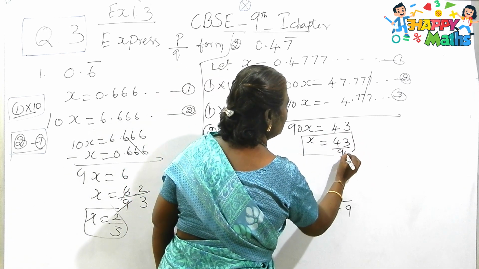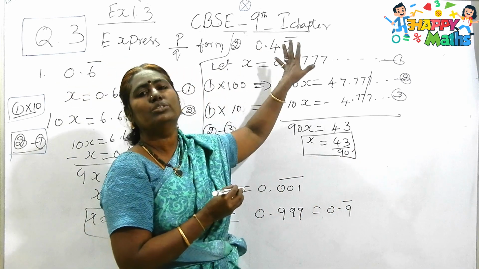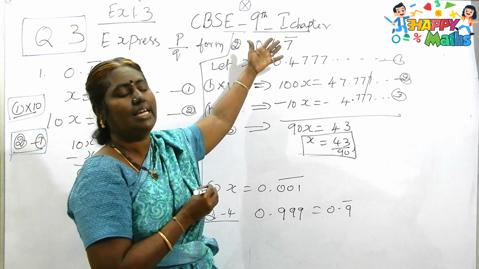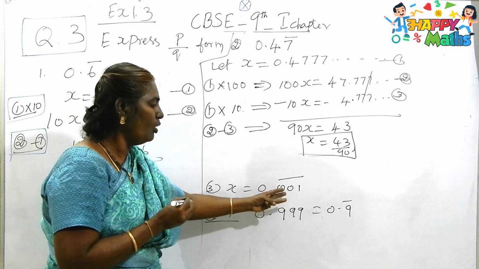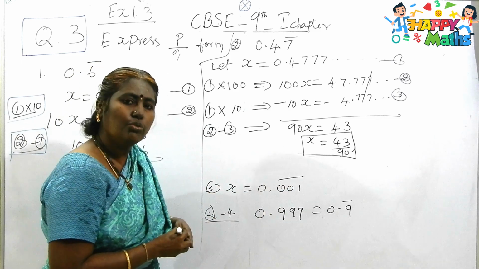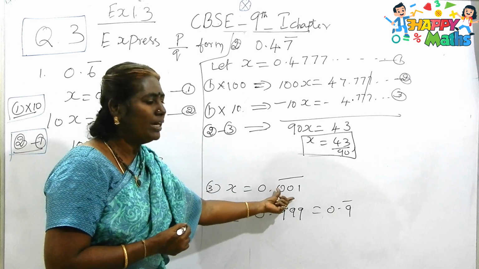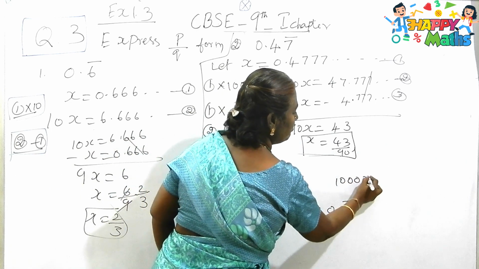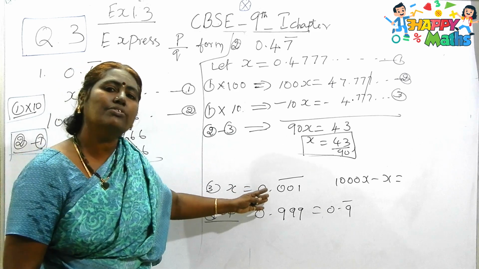I think it will be very clear for you now, children. If the bar is over whole digits, you simply multiply accordingly, two numbers means 100, so 100x minus x. See here, x is equal to 0.001 bar. All three numbers are repeating. So what will be our slogan here? We have to multiply by 1000. So first multiply by 1000, and 1000x minus x will give you the exact answer for this sum.